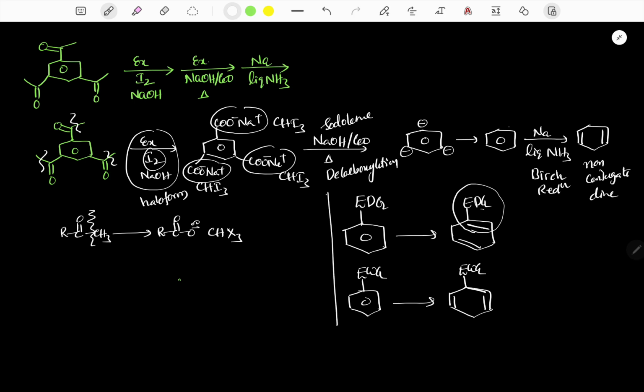So this is also Birch reduction. This is also Birch reduction. So try to remember the reaction. Sodium, liquid ammonia, and sometimes along with liquid ammonia, we can also add alcohol.